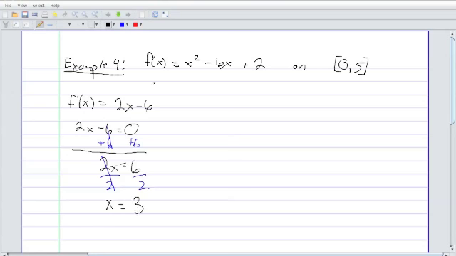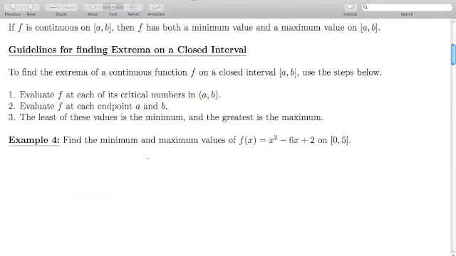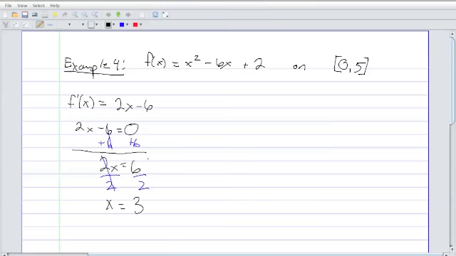So again, since f prime is a polynomial, it's going to be continuous over all reals. In other words, we're not going to have an x that's going to make this undefined. So our only critical value is going to be x equals 3. If we look at our guidelines again, first it says evaluate f at our critical numbers, and then we're going to evaluate f at each endpoint. Okay, so this tells us that we're going to evaluate f when x is 0, when x is 3, and when x is 5.